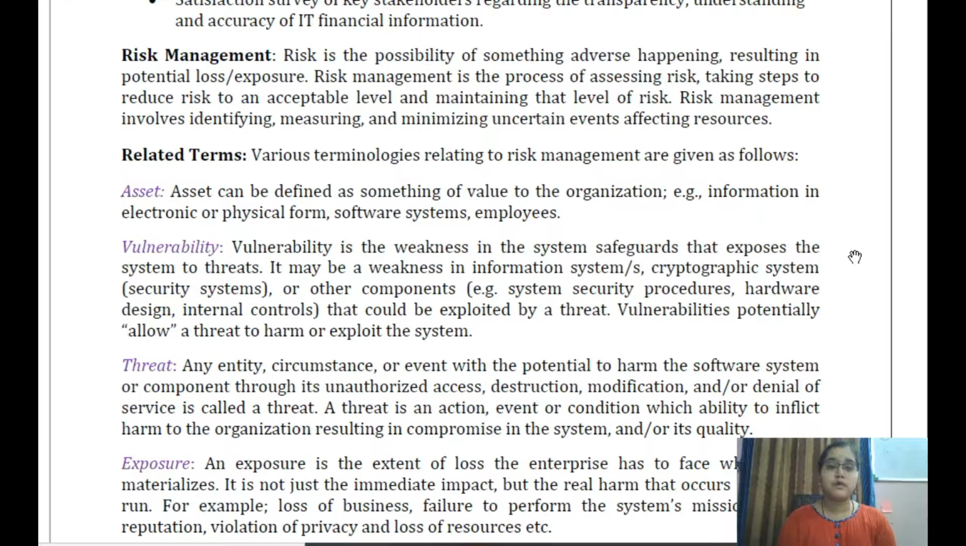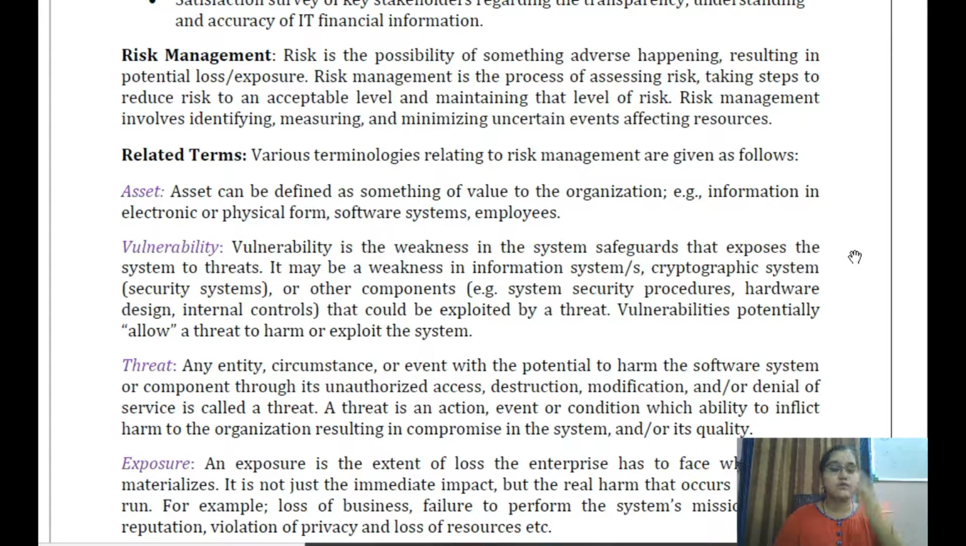Therefore, we need a risk management policy in place so that we can assess the risk, take steps to reduce it to an acceptable level, and maintain it. Risk management involves identifying, measuring and minimizing uncertain events affecting the resources. In an IT system, the risk may be with the vulnerability of an asset, and there may be a cyber attack or a virus attack. These can affect the system very drastically, and it makes it mandatory for the organization to keep a risk management committee, so that every risk is analyzed and suitable measures are taken for reduction.